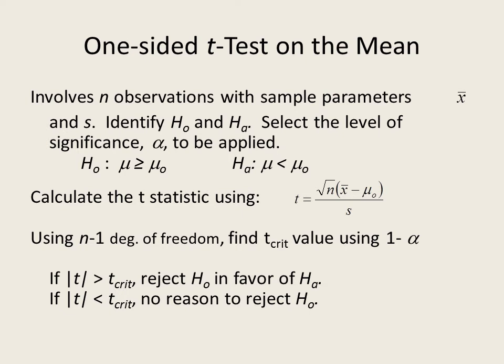In this case, if our absolute value of t is greater than or equal to t-crit, then we reject the null hypothesis in favor of the alternative hypothesis. If the absolute value of t is less than the critical value, then we'll have no reason to reject the null hypothesis.